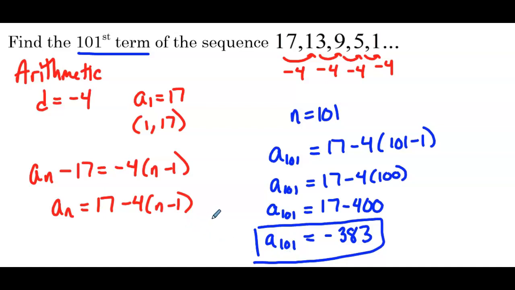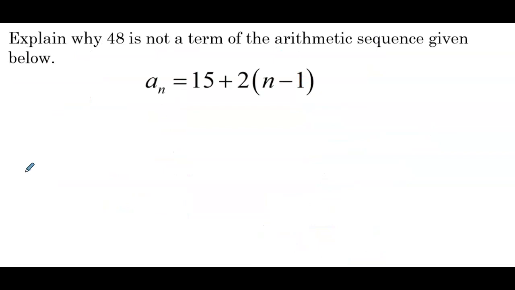Perfect. In each of the last few examples, we still had to write that explicit formula, but then we used it to find a specific term in the sequence. Explain why 48 is not a term of the arithmetic sequence given below, which is a sub n equals 15 plus 2 times the quantity n minus 1. Well, the first important thing that we have to remember is that the domain of a sequence is the whole numbers. Typically, sequences have a first term, a second term, a third term. There were rare cases where it had a 0 term, first term, second term, third term. So we use whole numbers to define the domain of a sequence.